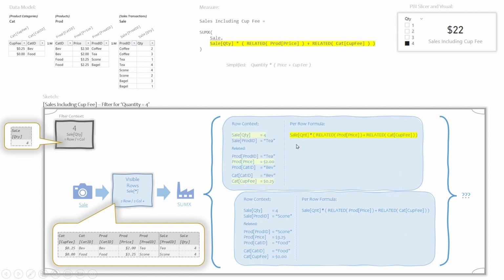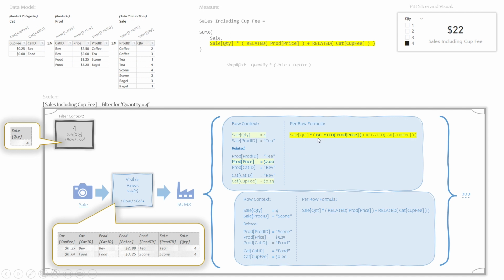Let's go through each one of these. In our per row formula, the first reference is right there. This is going to evaluate to 4 in just a second. That's the easy one. This is regular old iterator stuff. Let's go look at the second one, which is more interesting. In the second one, we want to get the row context value for the price. We see here that the name of the column is product price, that's price in the product table. That's sort of the full name of it, first and last name if you want to think of it that way.